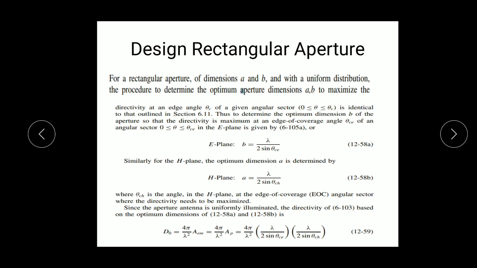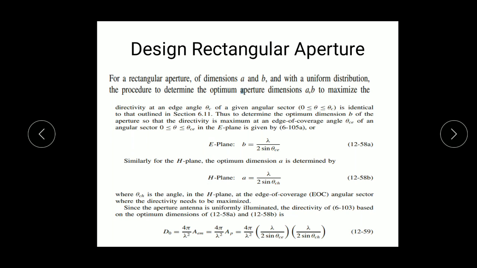Design of a rectangular aperture. For a rectangular aperture of dimensions A and B with uniform distribution, the procedure is to determine the optimum aperture dimensions A, B to maximize the directivity at the edge angle theta C of the given angular sector 0 to theta C. Basically, in design consideration, we design the rectangular aperture and calculate the A and B values. A is the length and B is the width of the rectangular aperture.